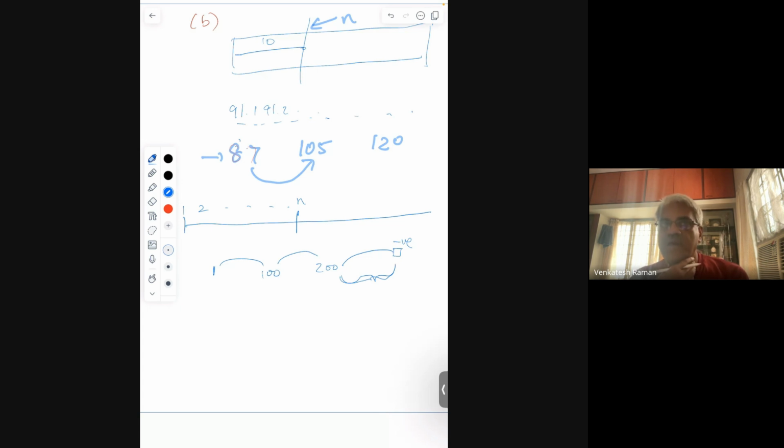So if I do 100, roughly how many steps have I done? n is some number. Once you cross that n, you figure that out. So you will have 100, 200, 300, and then whatever. Suppose n is between 100k and 100k plus 1, then you will do some k steps. So roughly, you will do something like n by 100 steps plus 100. The plus 100 is to do the second search in that range.